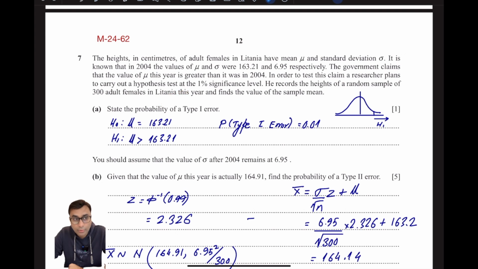So you have to recall that type 1 error is the probability of accepting H1 with H0 being true, and probability of type 2 error is accepting H0 with H1 being true.